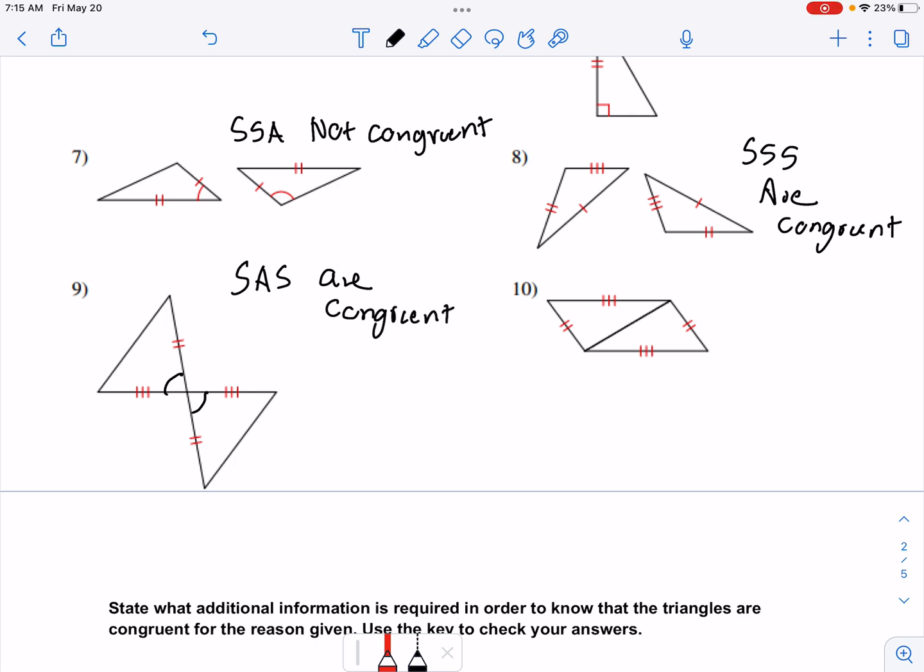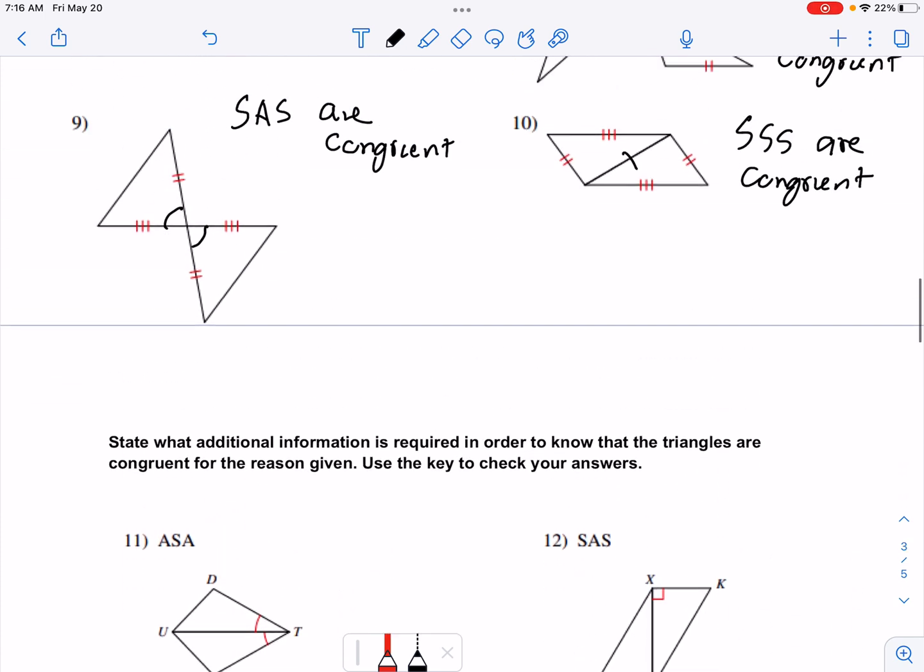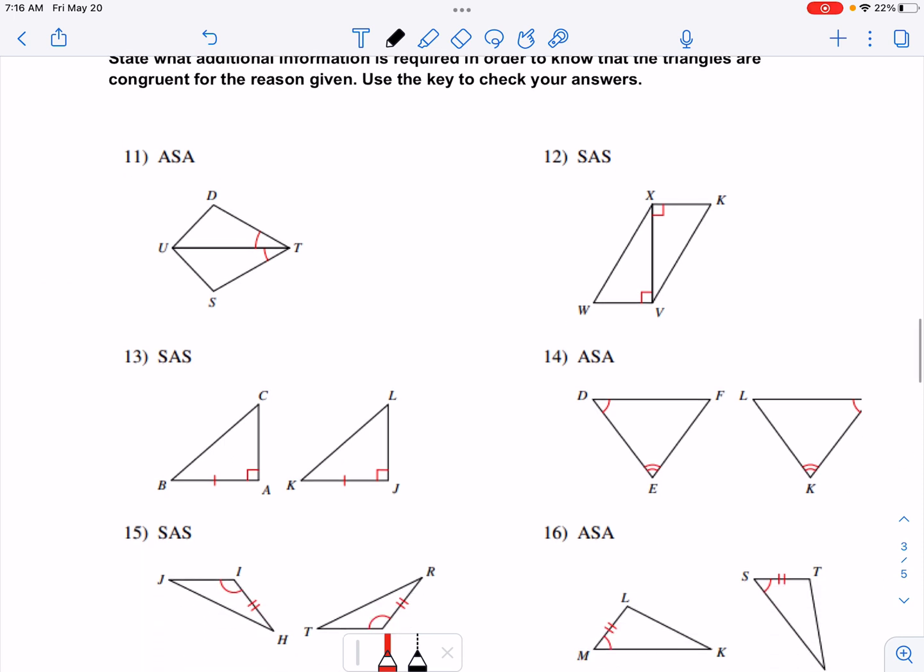And then number 10, this is the reflective property. Those share a side, so this is side. Those are congruent. Okay, now number 11, or these next ones, they're gonna give us the congruency, and we're gonna say what information we need to prove that those are congruent.